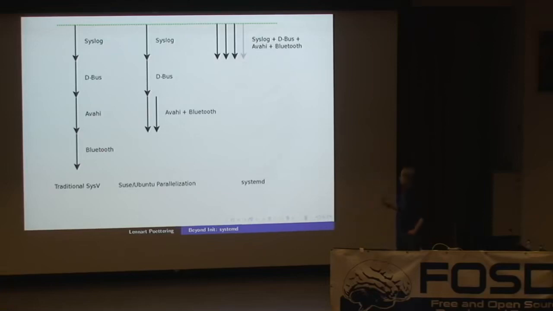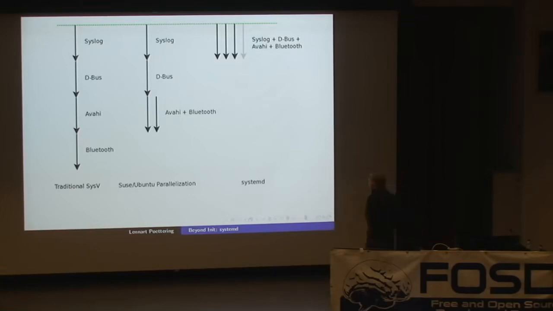Now, a couple of people looked at this and said, oh my god, well, the ordering between syslog, dbus, and Avahi we can't do much about. And the one between syslog, dbus, and Bluetooth, neither. But we could do something about the ordering between Avahi and Bluetooth. Because it can be started in parallel, we should start it in parallel.